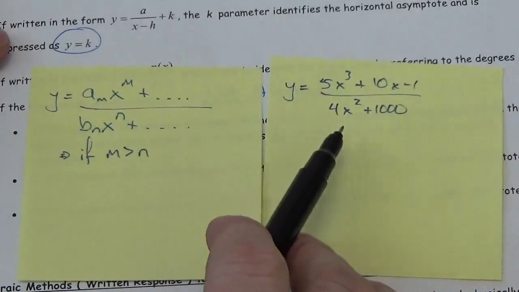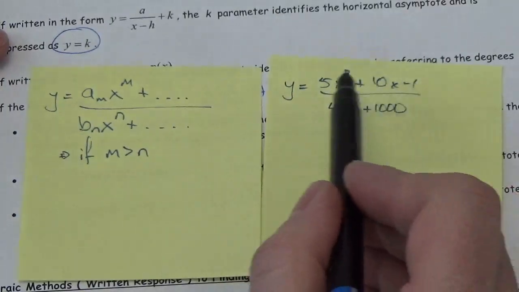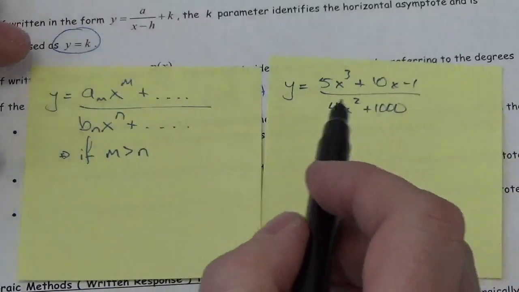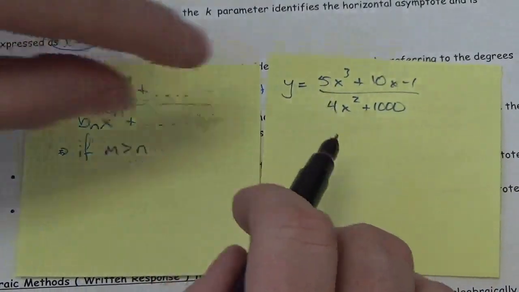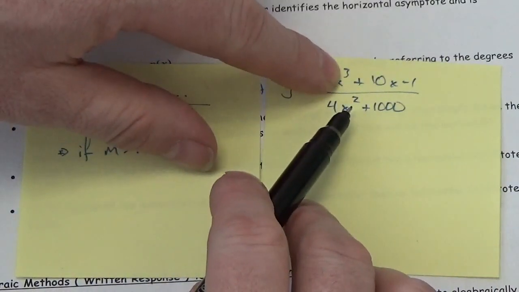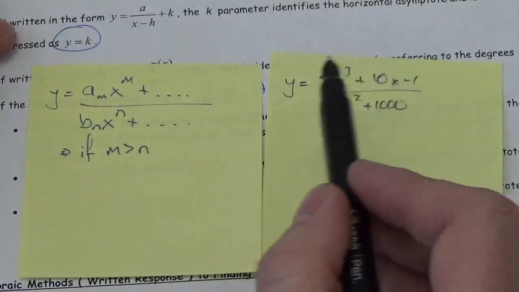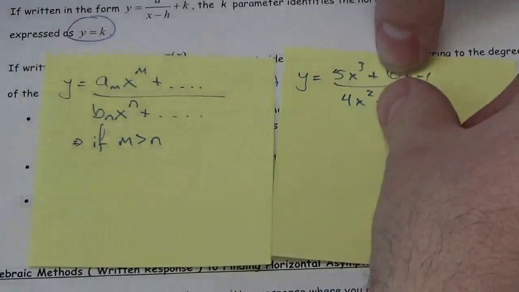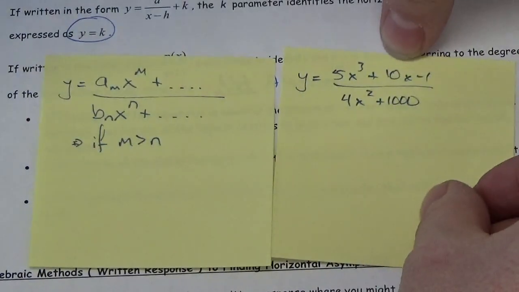Because the degree of the numerator is larger than the degree of the denominator, the numerator grows much, much faster than the denominator. Like a lot faster. In fact, the larger the difference between the degrees, the faster it grows. What happens is this one here dwarfs this one. It doesn't even matter about these other numbers. That's a good way to think about it.